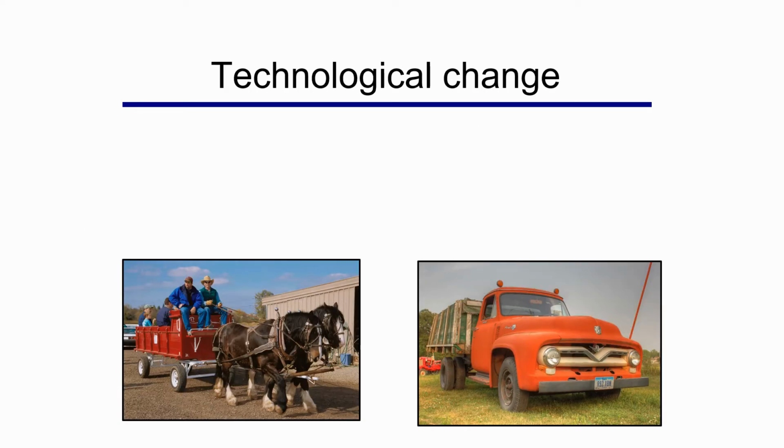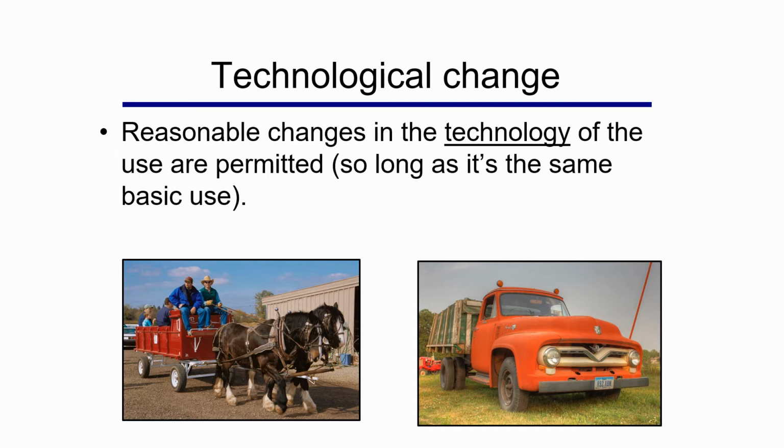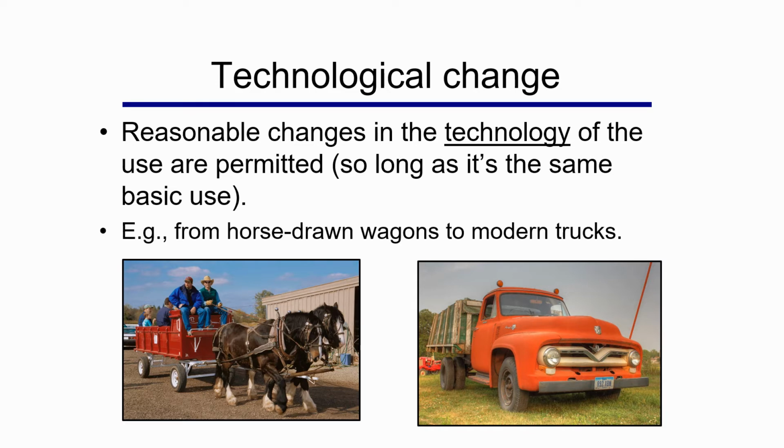Another way that easements can evolve in their scope is because of technological change. Reasonable changes in the technology of the use are permitted as long as it's the same basic use. So an easement that was originally given for horse-drawn wagons can now be used for modern trucks or other vehicles.